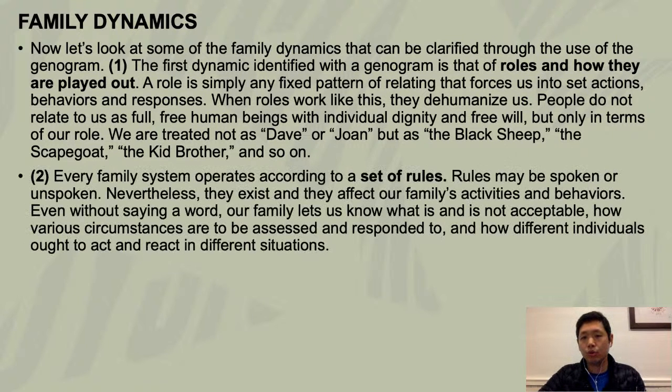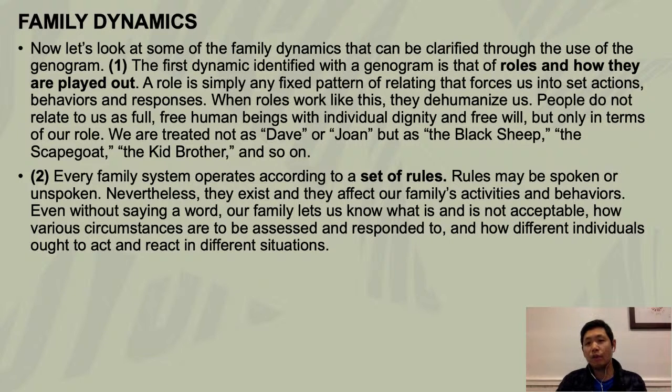Let's go to number 2. Nicole? Every family system operates according to a set of rules. Rules may be spoken or unspoken. Nevertheless, they exist and they affect our family's activities and behaviors. Even without saying a word, our family lets us know what is and is not acceptable, how various circumstances are to be assessed and responded to, and how different individuals ought to act and react in different situations.